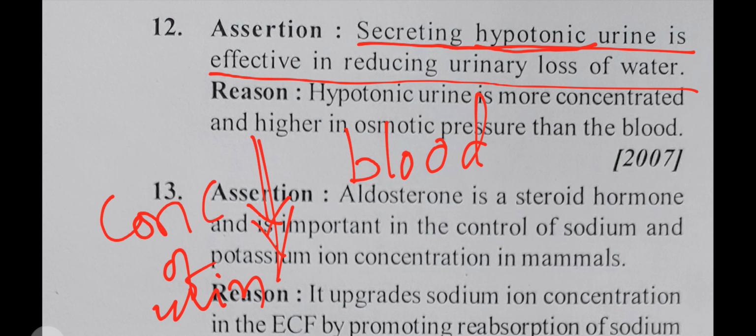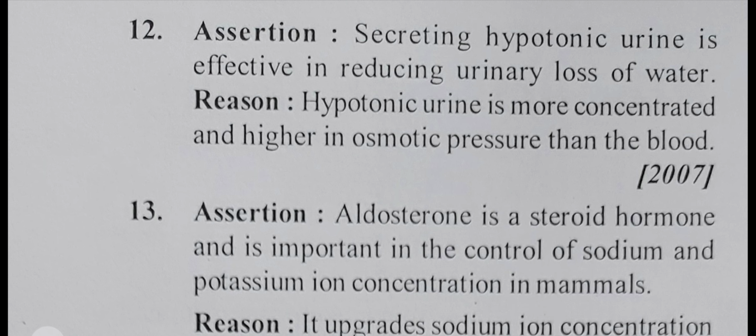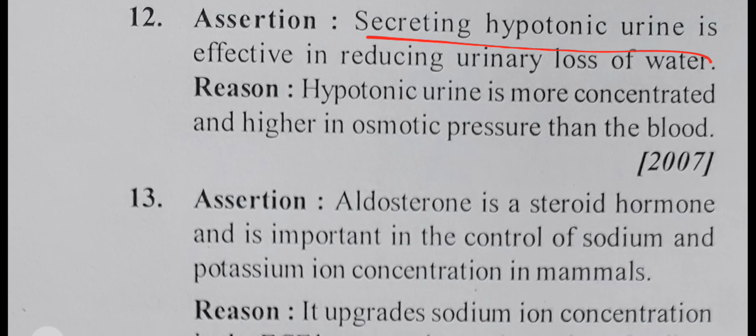The urine is filtered by the Bowman's capsule, as you already know, and in the tubules of nephrons reabsorption takes place, a large quantity of water, making urine more concentrated. That is, a large amount of water will be reabsorbed and it converts the urine into concentrated urine. So the assertion, secreting hypotonic urine is effective in reducing urinary loss of water, is false.